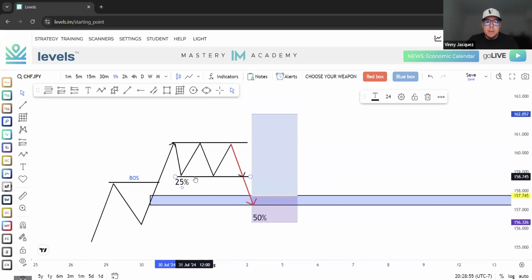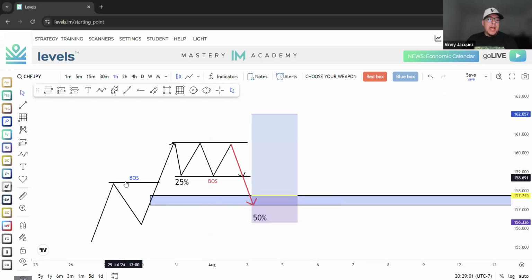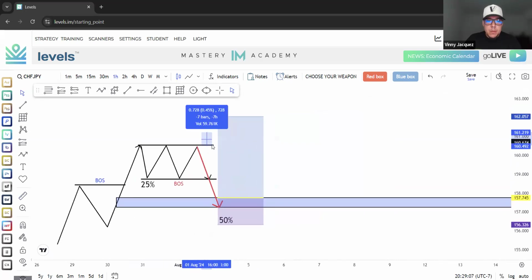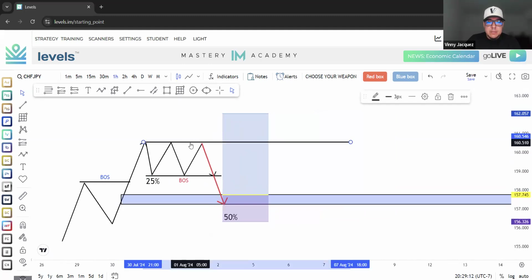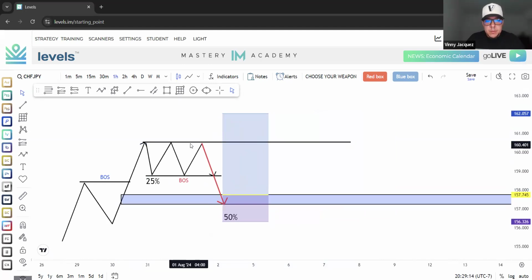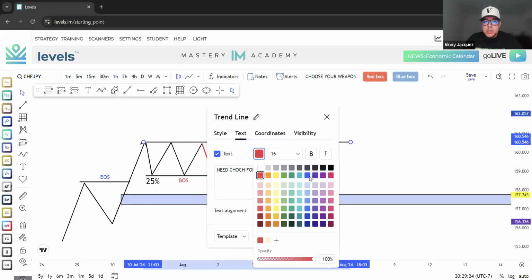So I'm gonna go ahead and move this and I'm gonna write BOS to the downside. Bearish BOS, right? And again, I like to color code my bullish BOSs and my bearish BOSs to let me know, right? So if this is my BOS to the downside, this is my change of character. Need change of character for buy opportunity. And I need a bullish change of character.